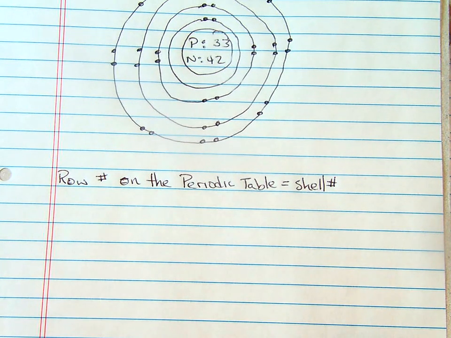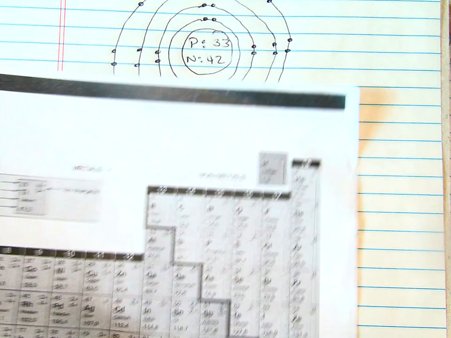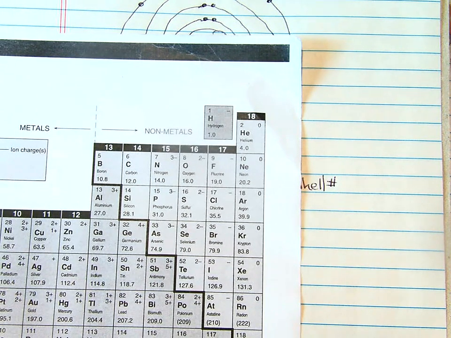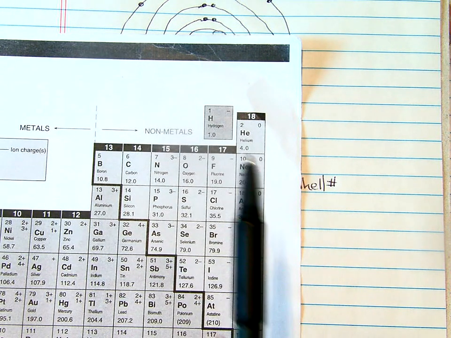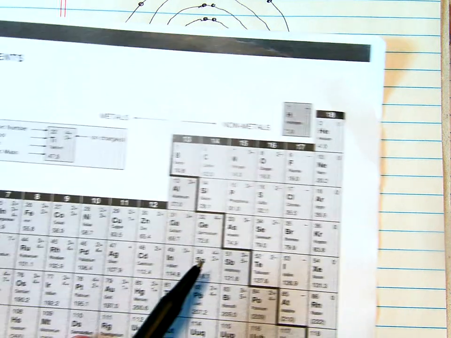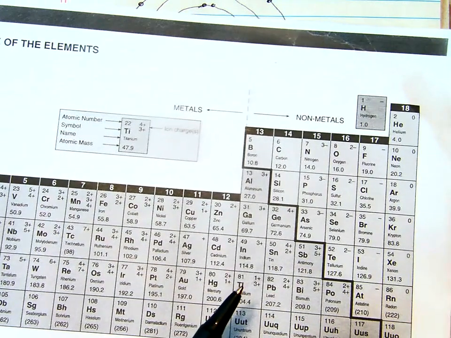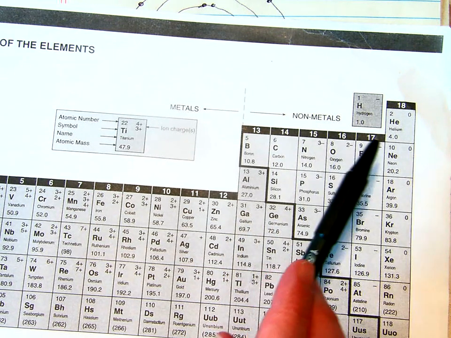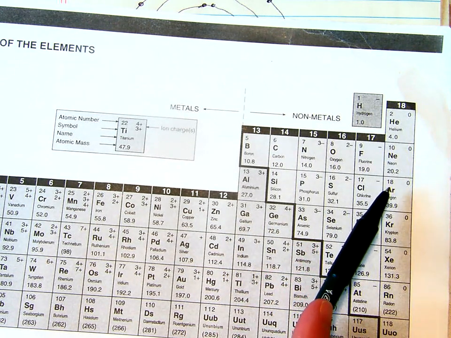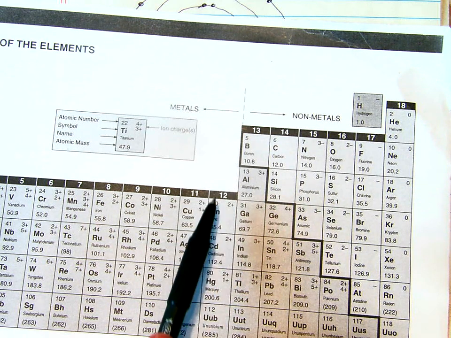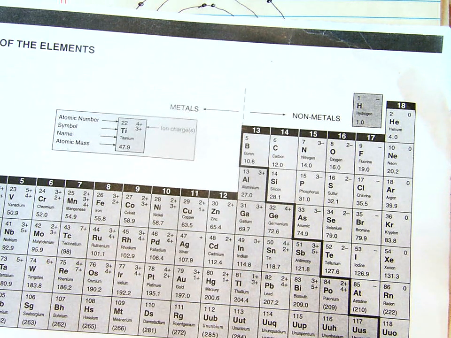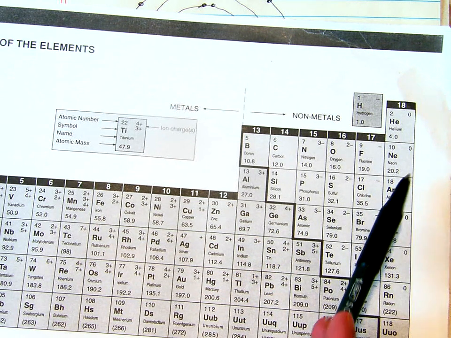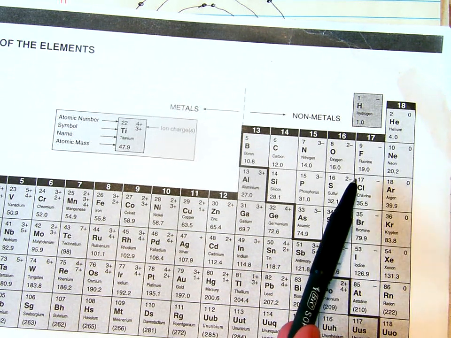Okay? And so, we take a peek at zinc. We find zinc. Zinc is right here. Zinc, we can see, is not in the first, the second, the third, but the fourth row. So it's going to have 4 shells. If I take a look at chlorine, chlorine is in the third row down. 1, 2, 3. It's going to have 3 shells.